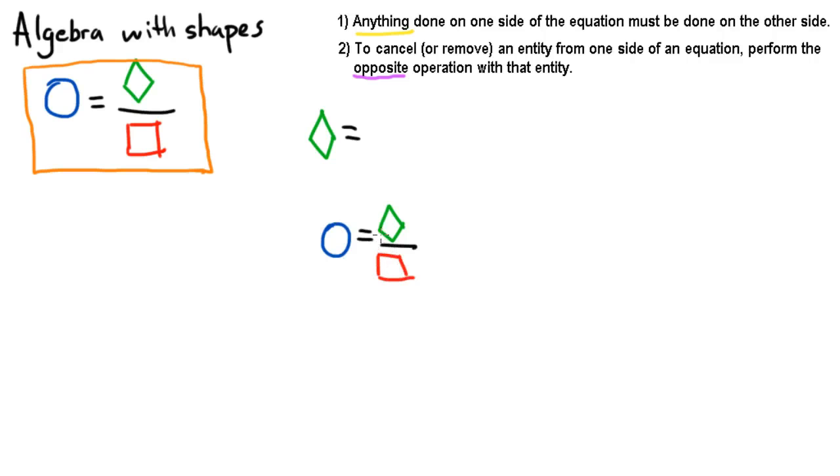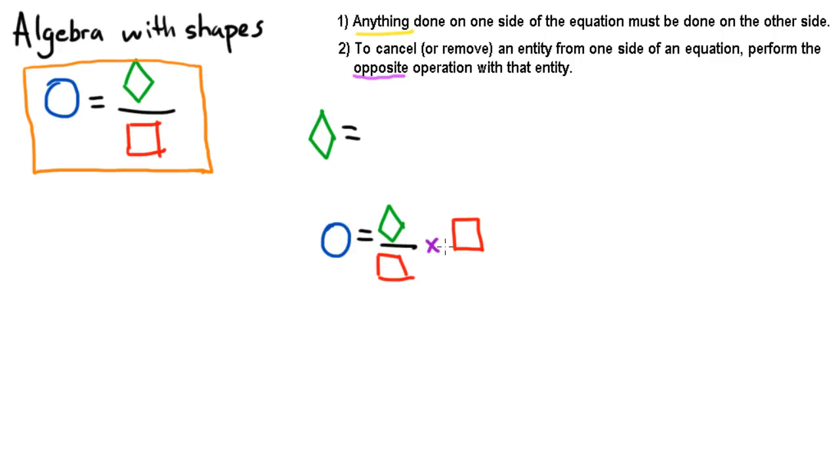Okay? We got to get this green diamond by itself, and we see what's being done to it is it's being divided by the red square. So using our second principle, we're going to do the opposite of division, which is multiplication. So I have a purple multiplication symbol there. And we're going to multiply by the same thing that's being done to it. So it's being divided by a red square. I'm going to multiply by that red square.